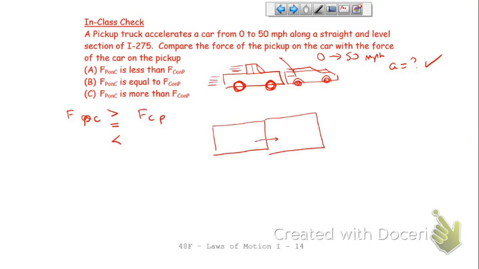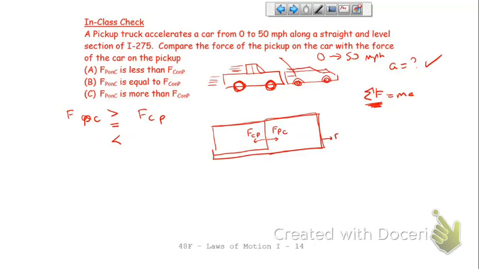And this is one of those examples where the force of the pickup on the car and the force of the car on the pickup are an equal and opposite pair. But that's not what determines the acceleration of this system. Because acceleration, the sum of the forces equals ma, is not about action-reaction pairs. It's about net external forces. And in this system, these forces are internal.